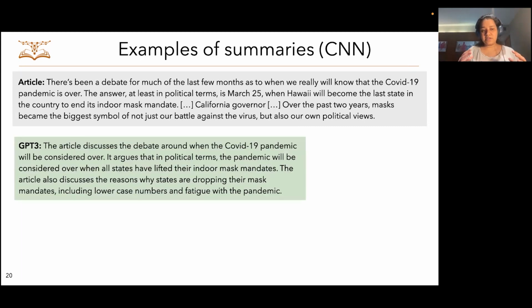And GPT-3 generated quite a nice summary here, which basically followed the flavor of the article, which is to give an overview of what's happening. The article discusses the debate around the COVID-19 pandemic. It argues that in political terms, the pandemic will be considered over when all states have lifted their indoor mask mandates, blah, blah, blah, right?